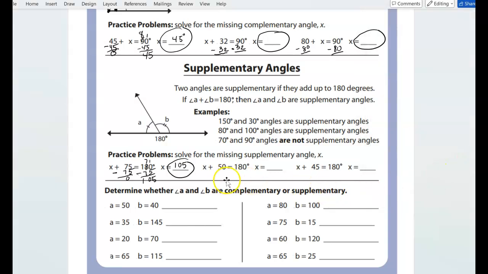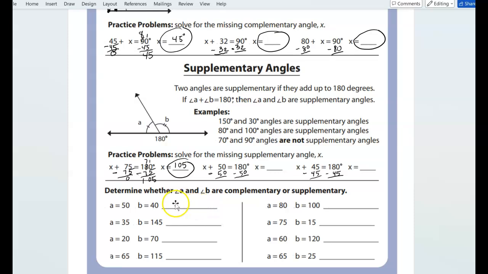I'll set up the next problems for you, but I want you to finish them. What is the value of x? What we do to one side, we do to the other. I will come around and check.